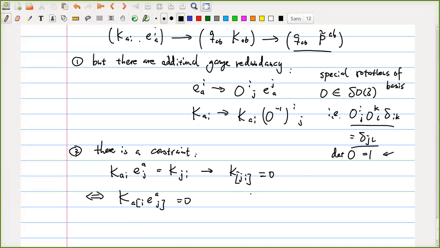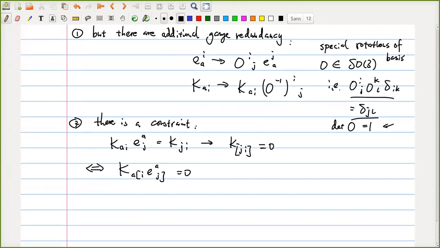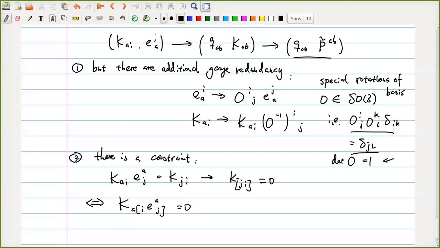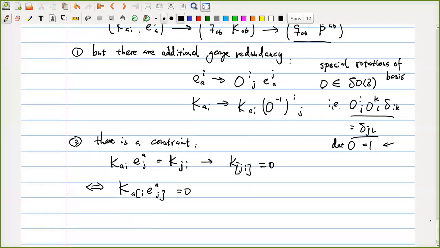Yeah, so K is a symmetric tensor, so you automatically get this constraint: K_{ai} e^a_j antisymmetrized in i and j equals 0. So there's a constraint. Then it's a matter of checking that this constraint really generates this gauge transformation by using a certain Poisson bracket, but right now I haven't told you what the Poisson bracket is yet. But the idea is that we get this gauge transformation.